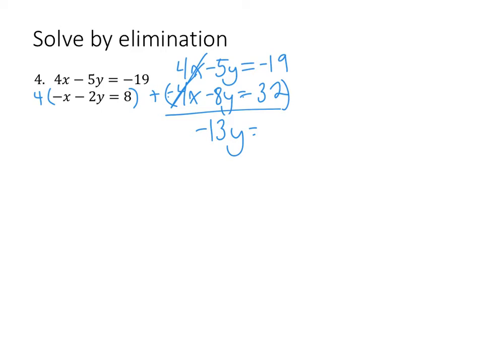Negative 19 plus 32 is going to give me 13, divided by negative 13. y equals negative 1. So I've solved for my y value. I'm going to sub it into my first equation to solve for x. And now I'm going to solve for x.